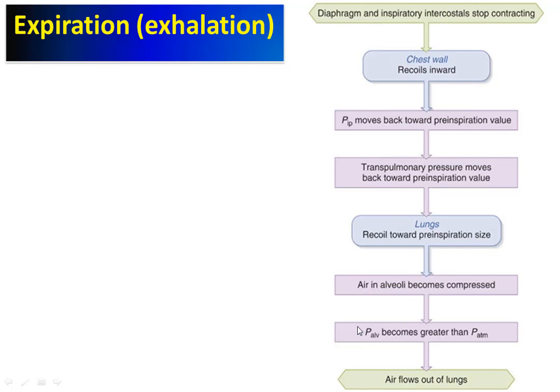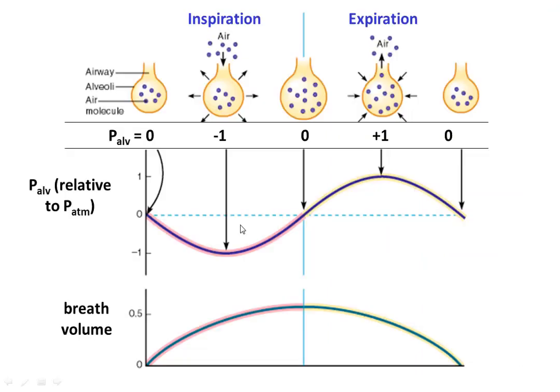So this increases the intra-alveolar pressure, which now becomes greater than the atmospheric pressure, and now a pressure gradient of 1 millimeter of mercury or 1 centimeter of water is established between the alveoli and the atmosphere, which is enough for air to flow out of the lungs. So this is again the dynamics of the breathing cycle, inspiration and expiration.